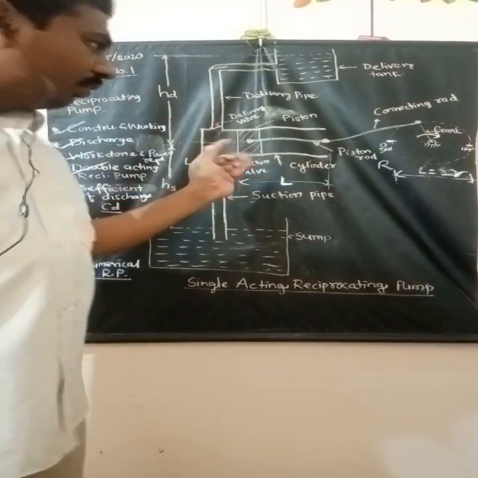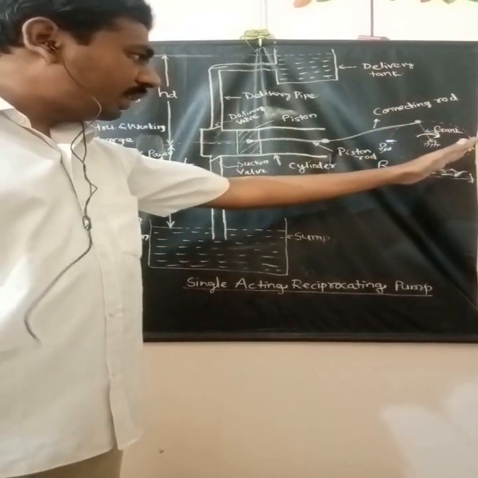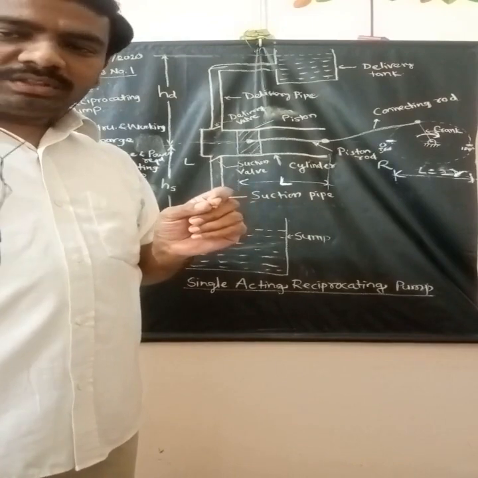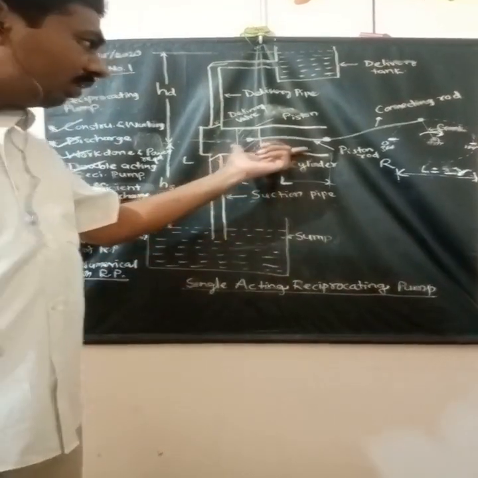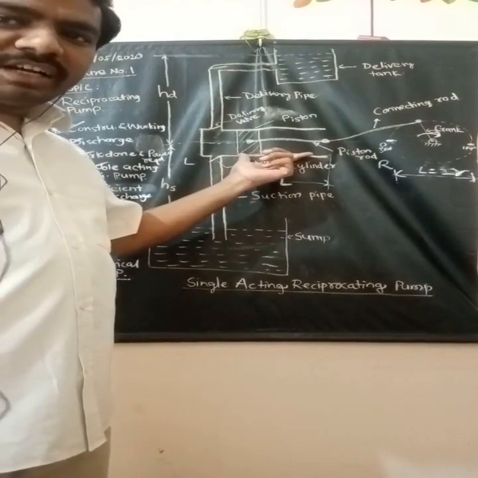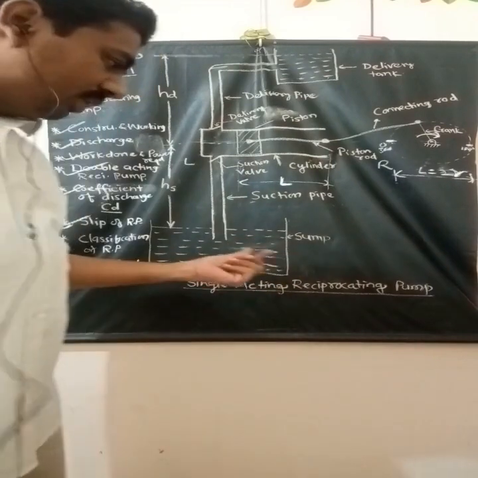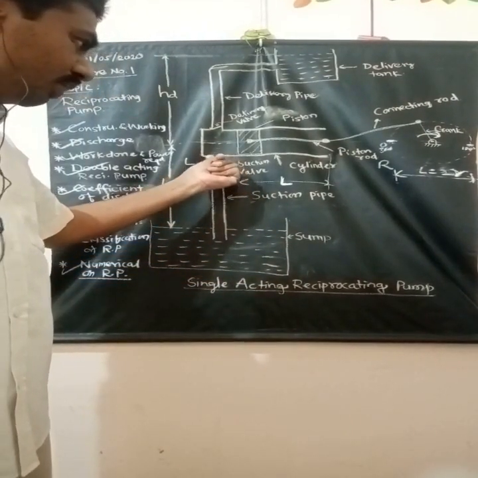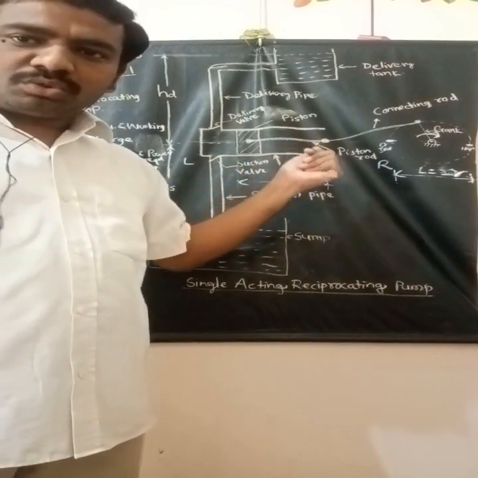Whenever the piston moves from left to right, that means when the crank rotates from 0 to 180 degrees, suction takes place, and that's why this is called the suction stroke. The pressure inside the cylinder goes below atmospheric pressure, and that's why the water comes and passes through the suction valve and enters into the cylinder during this suction stroke.